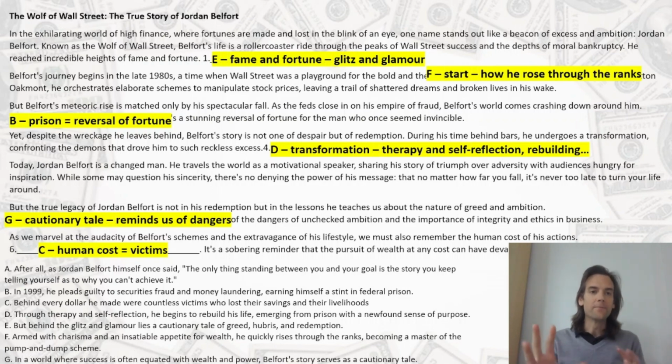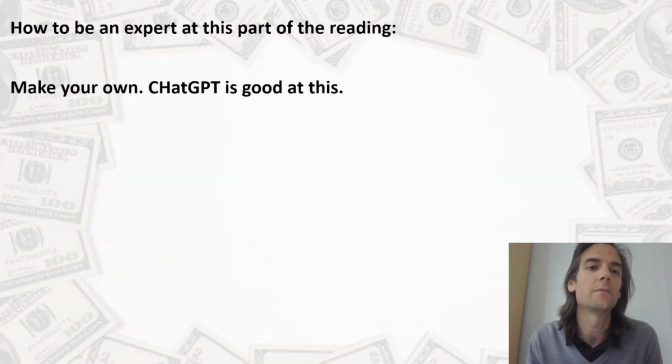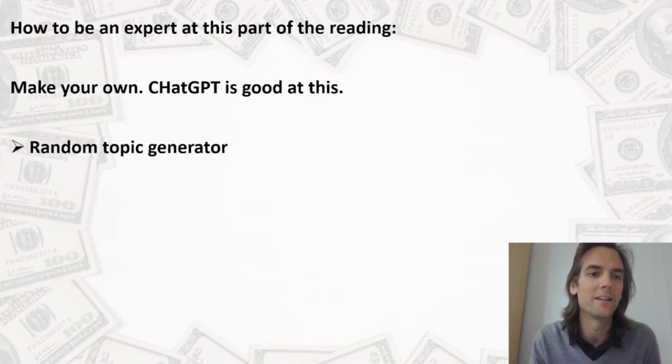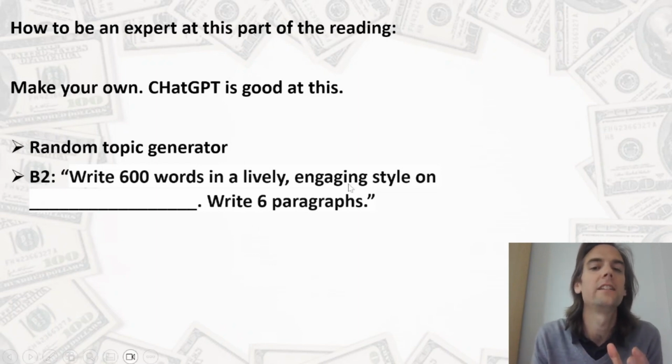Now, that's the idea. How can you practice it yourself? This is what I want to talk about now. How to be an expert at this part or make your own. Let's use ChatGPT. Simple steps. Go to a random topic generator. Then tell ChatGPT to write about 600 words for B2 in a lively, engaging style.